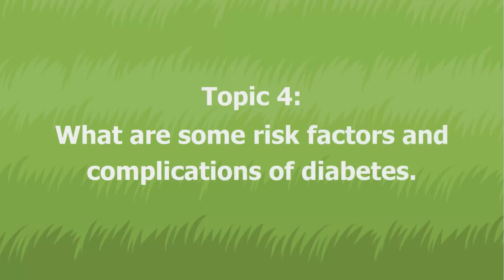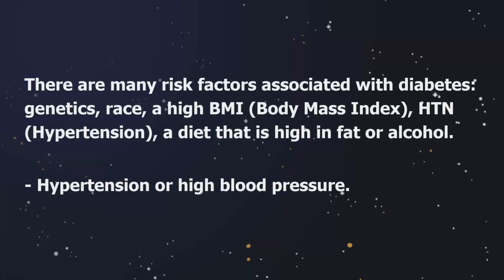Topic 4. What are some risk factors and complications of diabetes? There are many risk factors associated with diabetes: genetics, race, a high BMI, body mass index, HTN, hypertension, a diet that is high in fat or alcohol. Hypertension or high blood pressure.